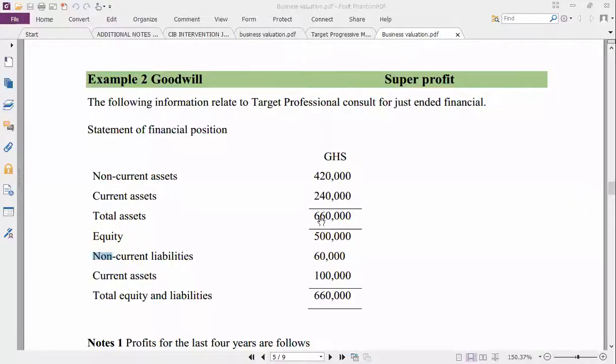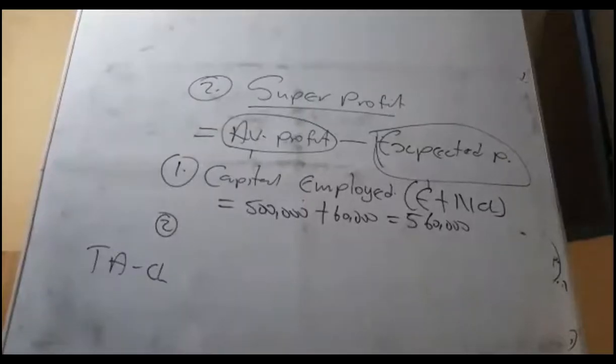Total asset is 660. Then, in fact, this one must be current liability, not current asset. The asset there must be taken off. So that will be 660,000 minus 100,000, which is the same as 560. Good, so confirmed. Now let's move on.